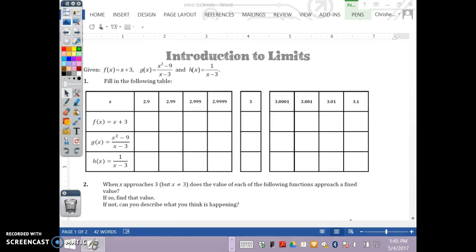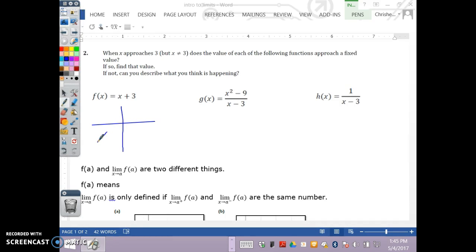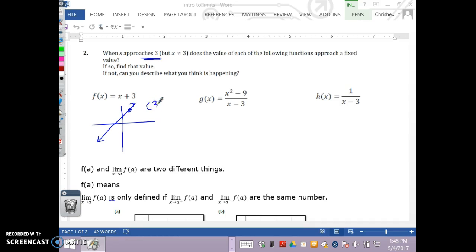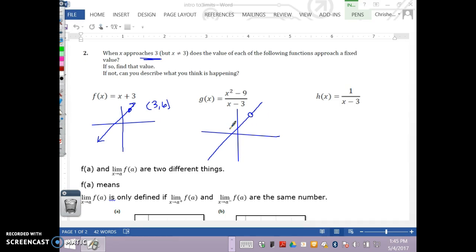So they want us to kind of summarize what happened over here. x plus 3 was just a line. Looked like that. When I went to 3, we had the point 6. Easy. x squared minus 9 over x plus 3 actually also looked like a line. However, there was a hole right there. But the limit still existed because as I get closer here and as I get closer there, I'm still going to the same spot. I'm still just missing a little piece.